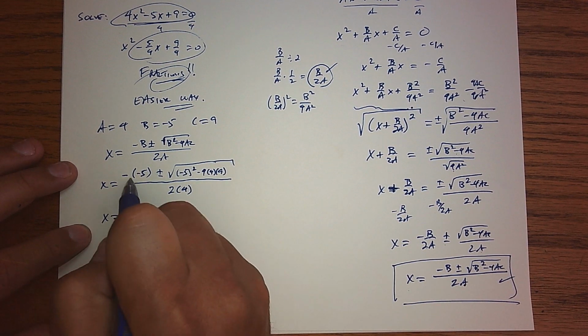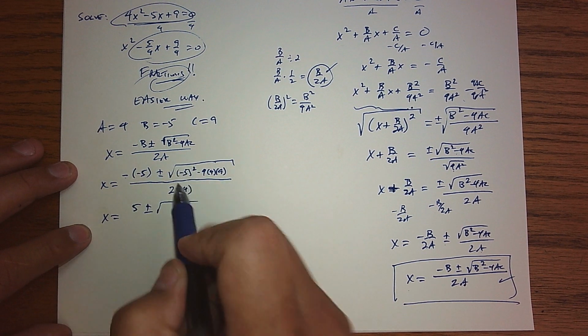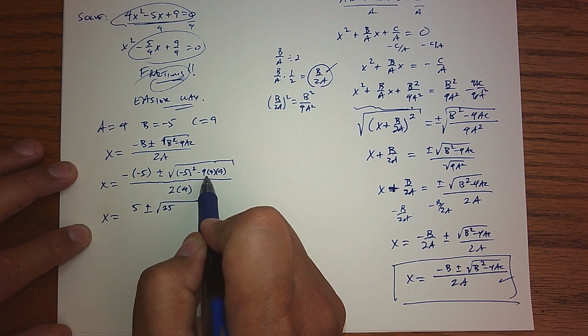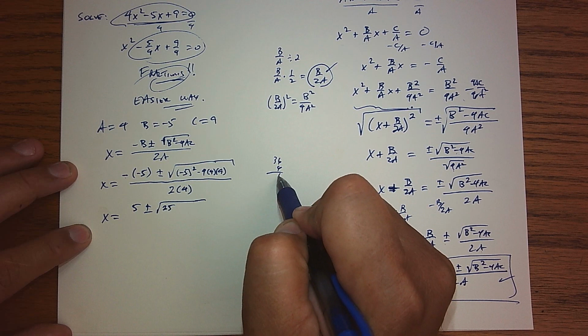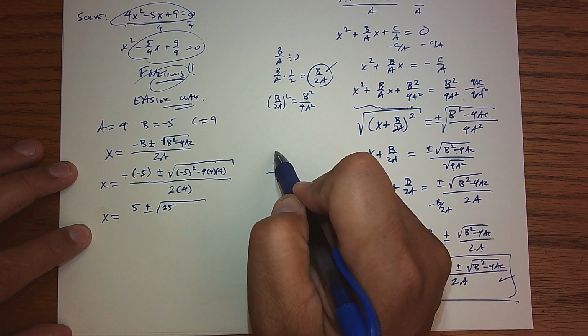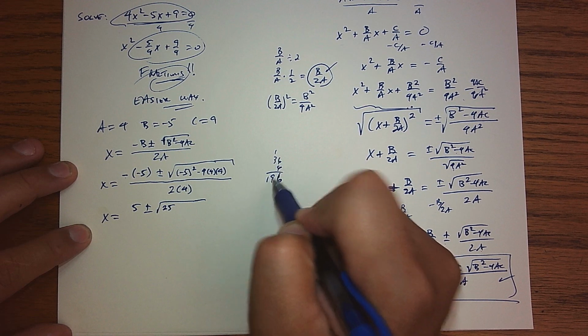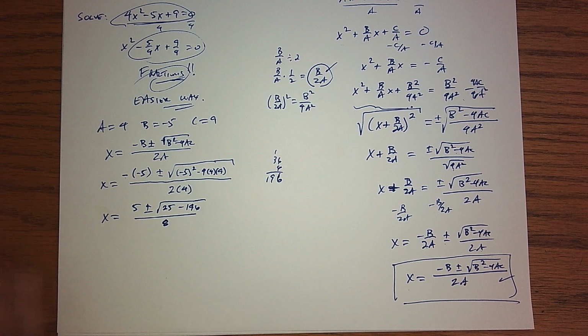So we get x equals, well, if we negate a negative, that's 5. Doing the math inside here, negative 5 squared is 25. And I believe here we're going to get 36 times 6. 6 times 6 is 36, carry the 3, 18, 196. So minus 196 all over 8.